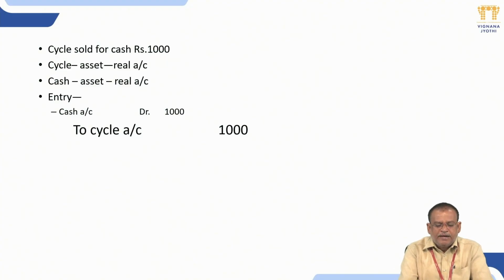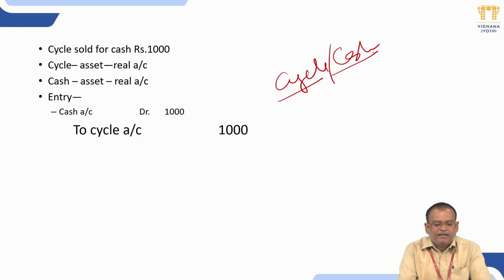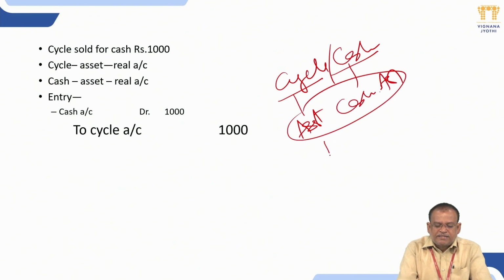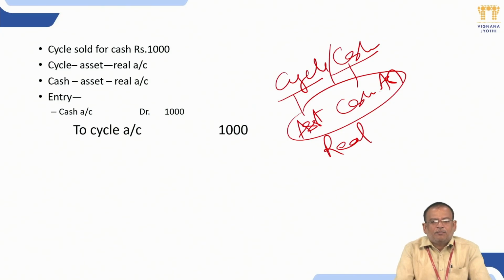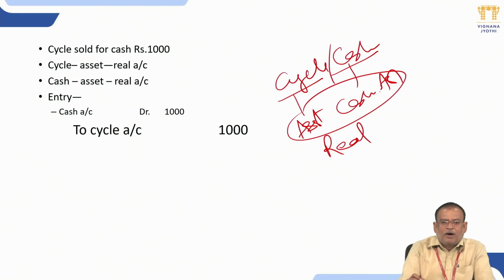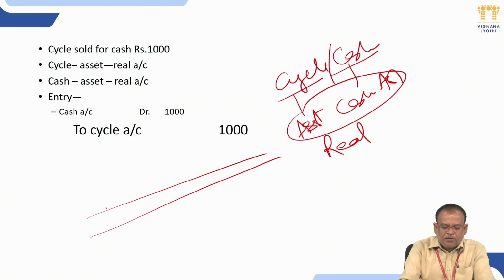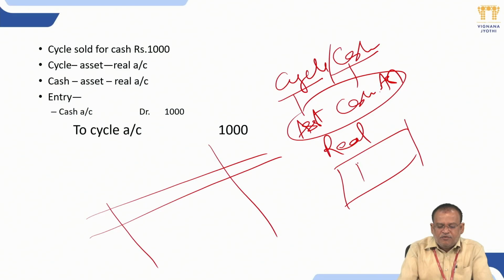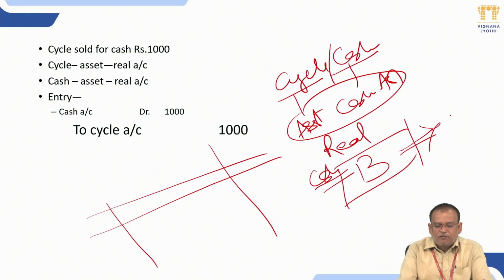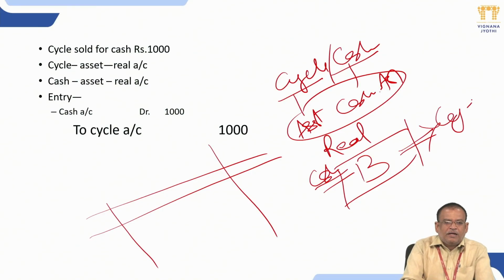The first step is to identify the exchanging items. First cycle, next one is cash. Exchanging items are cycle and cash. Cycle comes under asset, cash comes under asset. So all assets come under a real account. The real account formula is debit what comes in, credit what goes out. Whenever you are selling any asset, the receiving aspect to the business is cash. So the giving aspect, what is going out from the business, is the cycle. So write the entry.